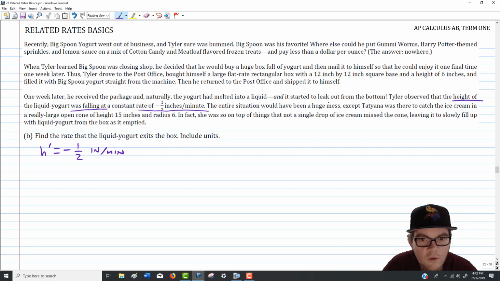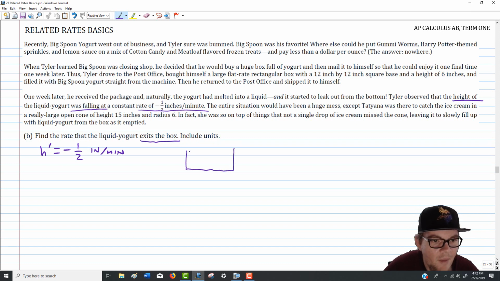The entire situation would have been a mess except Tatiana was there. Okay, that looks like a future part of the problem. So we know the rate at which the height is changing. So you might ask then, well, where do we even use this? Well, it's exiting the box, which means that we're talking about the height inside that box.